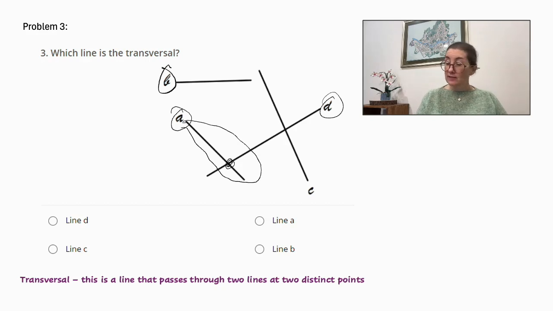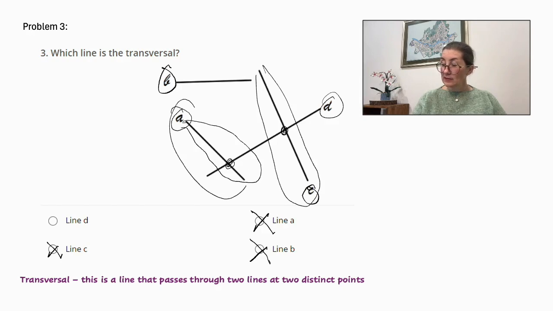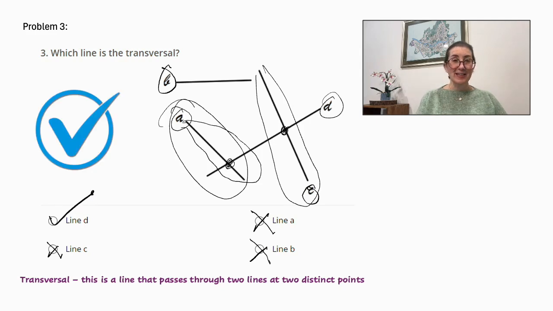goes through no lines. So we can cross off A and B. C also goes through a line, but only at 1 point. So it is not C either. D passes through line C and line A, 2 distinct points. The answer is line D.